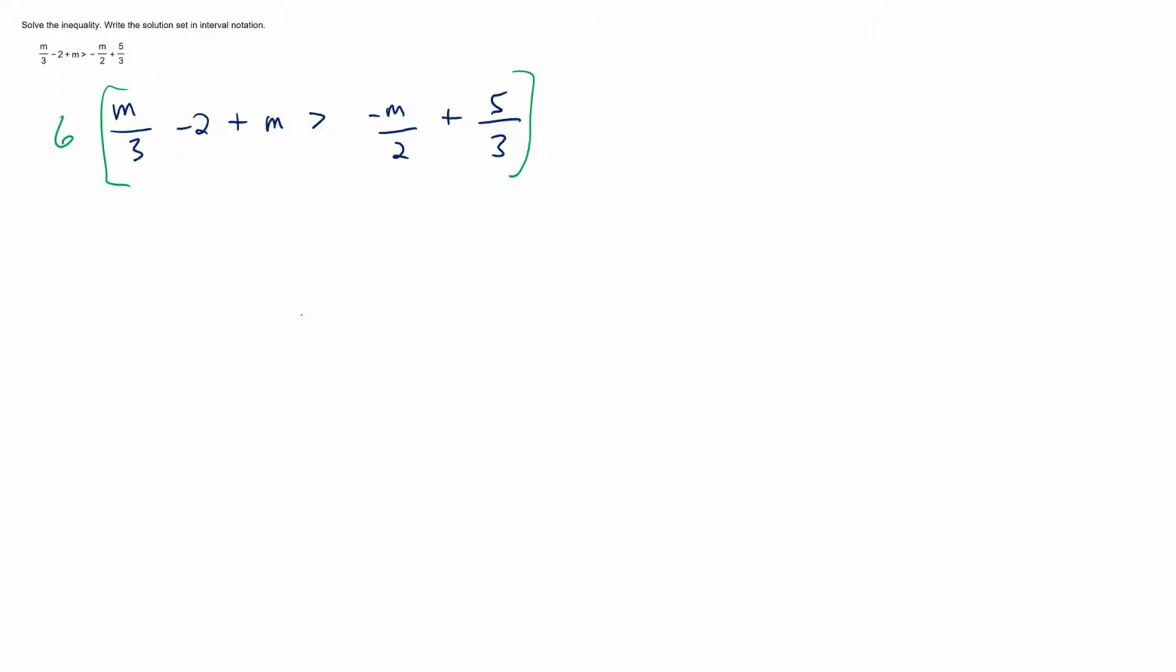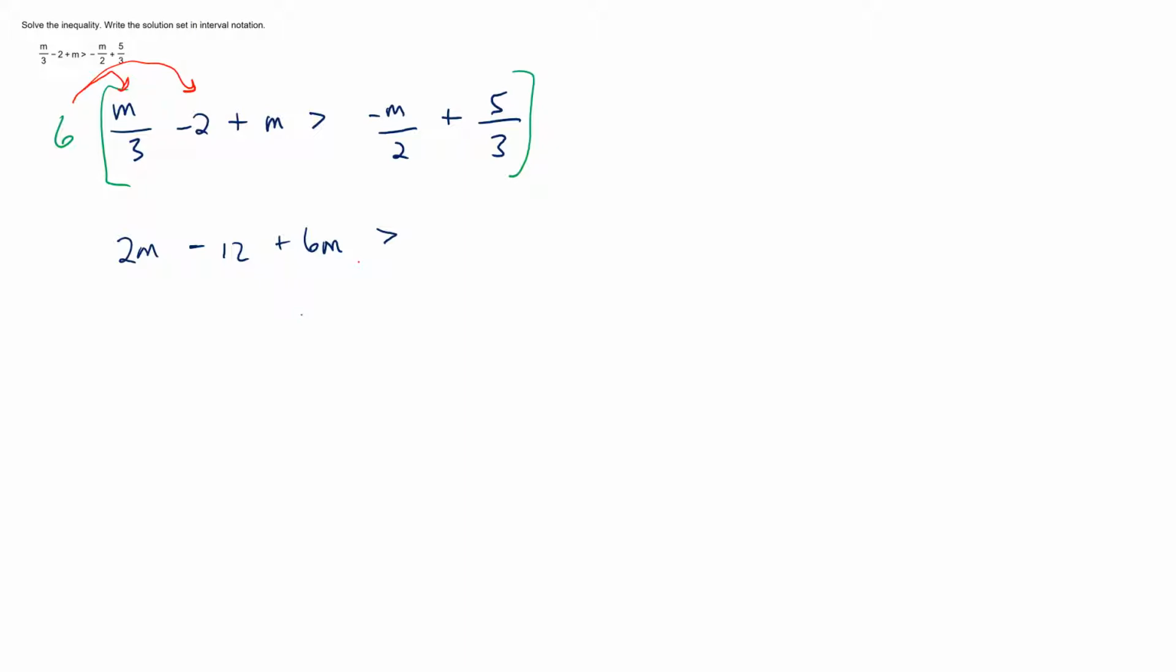So we're going to distribute the 6. I'm going to go 6 times m over 3, and then 6 times the next term, and so on. When I multiply 6 times m over 3, the 3 goes into the 6 twice, and then 2 times the m is 2m. 6 times the 2 is 12. 6 times the m is 6m greater than.